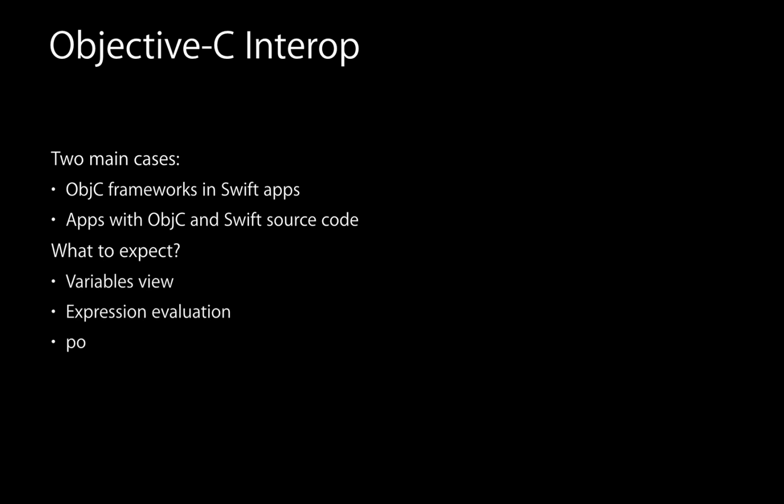What can you expect when that happens? What can you expect to see in lldb, in the Xcode variables view? What can you expect as you try to evaluate expressions in the lldb console? What can you expect when you try to po your objects?